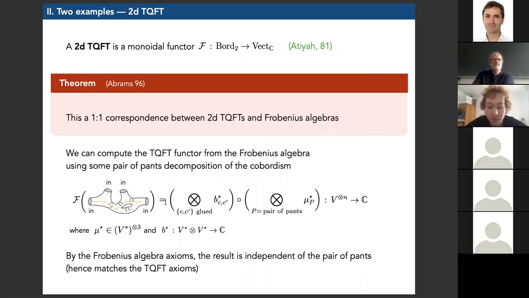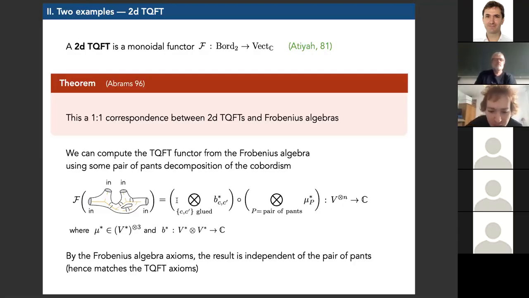And then for each pair of pants, you are going to put some element of V star tensor 3, which represents the product. Since you have a pairing on V, you can identify V and V star, so you can convert some V into V star. So the product, if I want, I can see it as a mu star, which is an element of V star tensor 3, which is actually symmetric. So I put a copy of this mu star for each pair of pants. And then each time I have to glue 2 pairs of pants together, I take the corresponding copy of V star, the corresponding copy of V star, and I apply the pairing on V star.